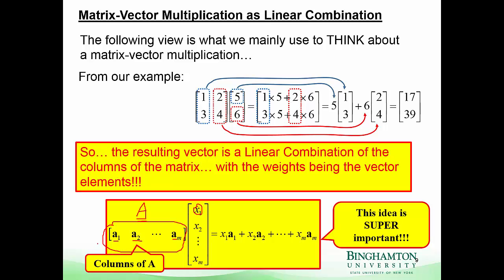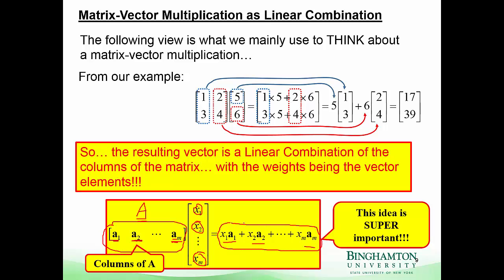Well, x1 is going to multiply every element in A1. That's why we get this. x2 is going to act upon all the numbers in this column. And so that's why we get this. All the way down to xm will be acting on all the numbers in this column. And that's why we get this. So here's our linear combination.